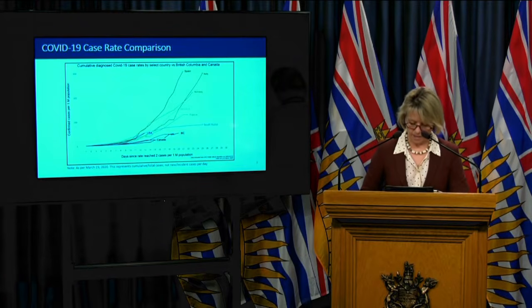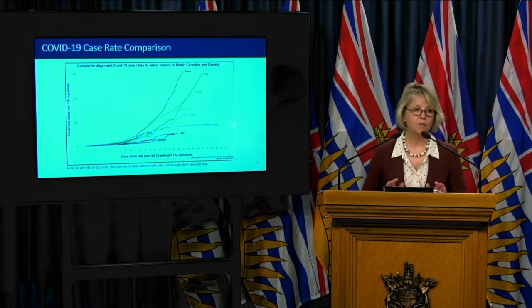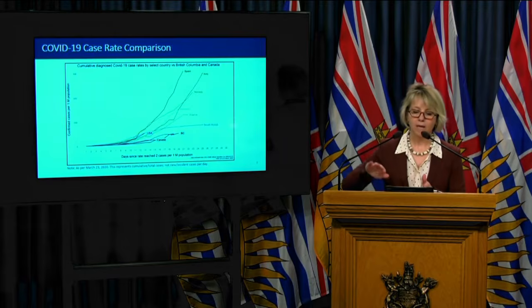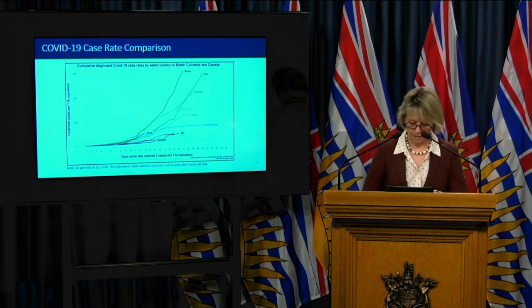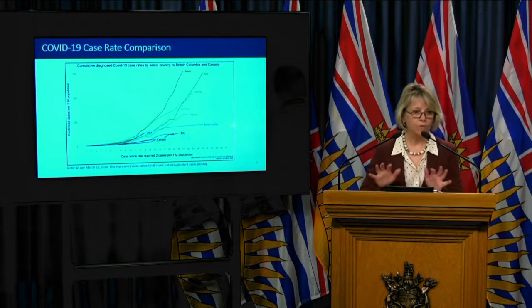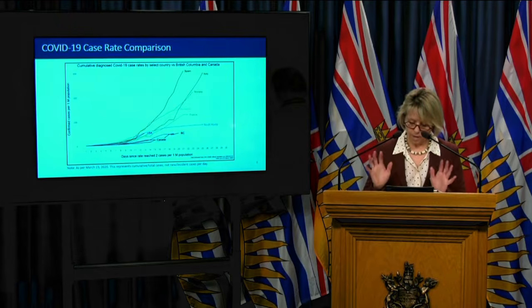ahead than the line for Canada. But as you can see, the lines for Spain and for Italy, Norway, Germany, some of the other countries have started to dramatically increase, usually around day 7, day 8. And what we're seeing here in BC and in Canada is that line has stayed relatively low. It is, of course, starting to increase and has been increasing about day 14 until now. And we'll talk a little bit more about that.